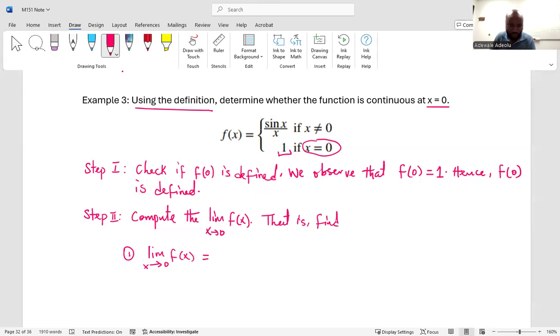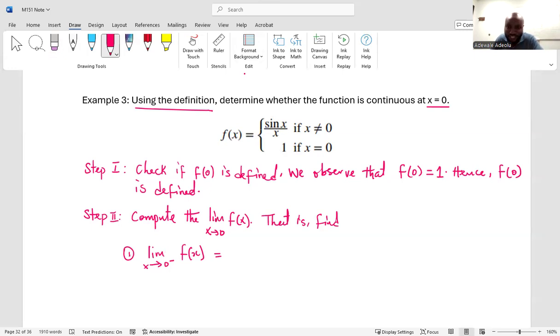From the, let's say from the left, I write this. So let us do from the left. Okay. Limit as x goes to 0 from the left of what? Our function, f of x. Let us return to our function. Where do we have our function? Where do we have x going to 0 from the left?